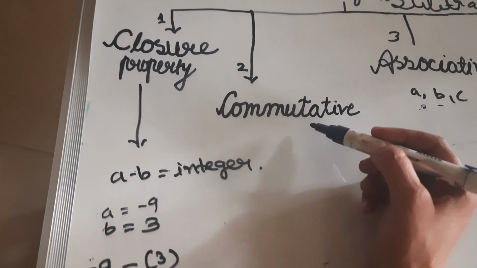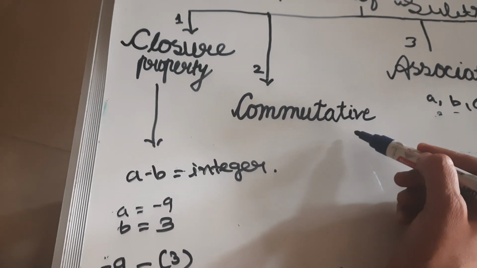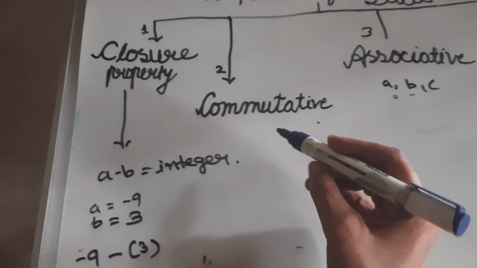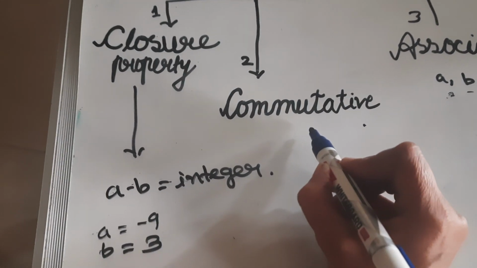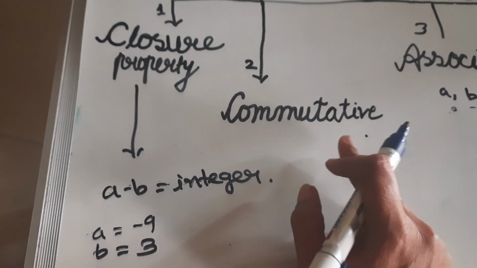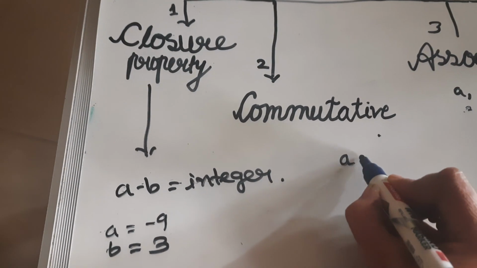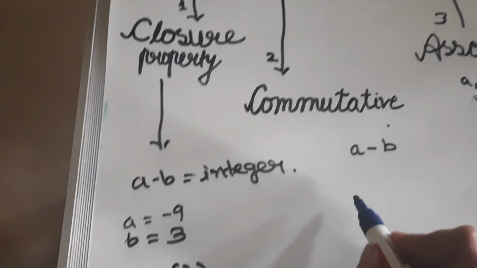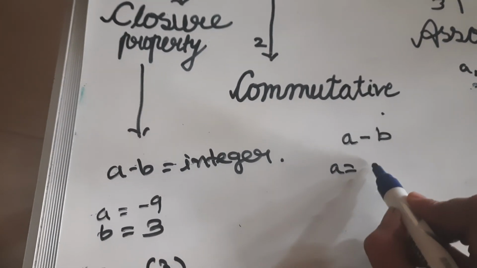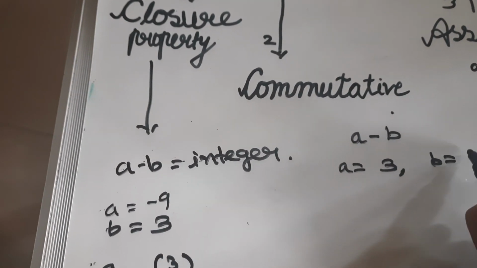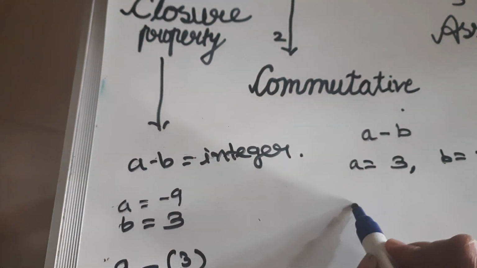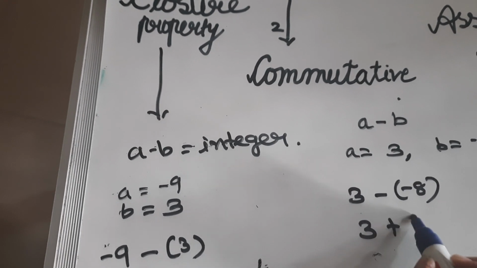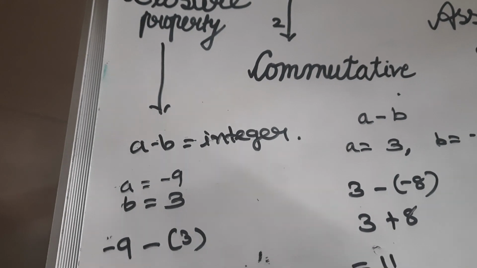Okay, then second for subtraction, commutative property. Subtraction doesn't follow it because by changing the order the answer will be different. So we can say that subtraction does not follow commutative property. Suppose a is equal to 3 and b is equal to minus 8. So a minus b is 3 minus minus 8. So 3 plus 8 is equal to 11.